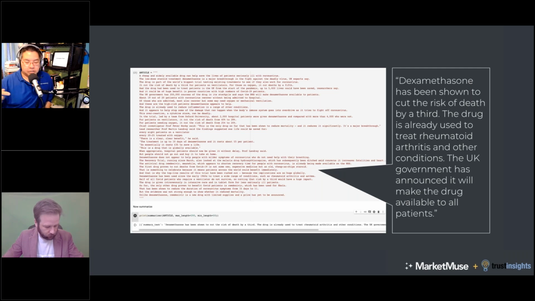And it did its little churning and it spit out, dexamethasone has been shown to cut the risk of death by 1/3. The drug is already used to treat rheumatoid arthritis and other conditions. The UK government has announced it will make the drug available to all patients. When you read the original article from the BBC, those sentences do not occur in the article, right? So in this case, the BART model is doing what's called abstractive summarization. It is writing net new content.